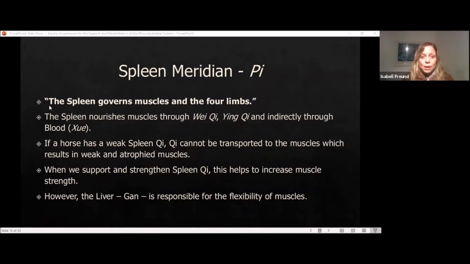The spleen governs muscles and the 4 limbs. That means the spleen nourishes muscles through Wei Qi and Yin Qi, and indirectly through blood.